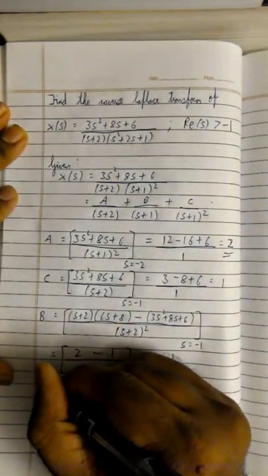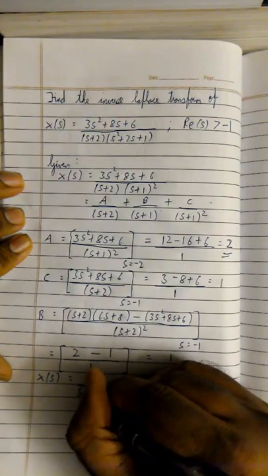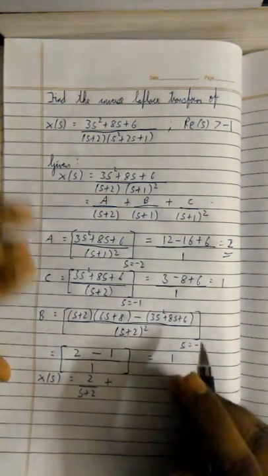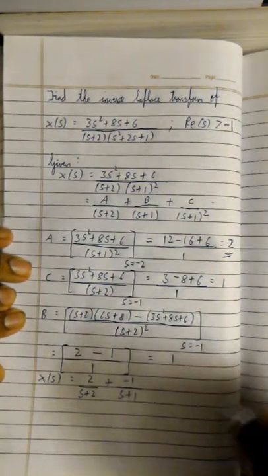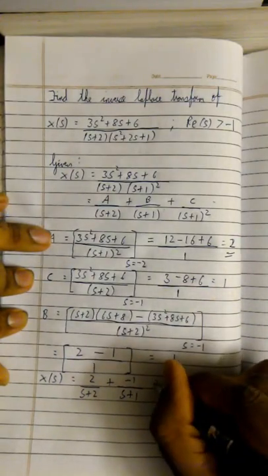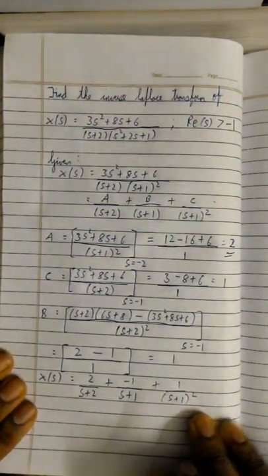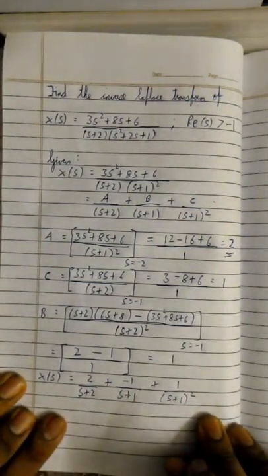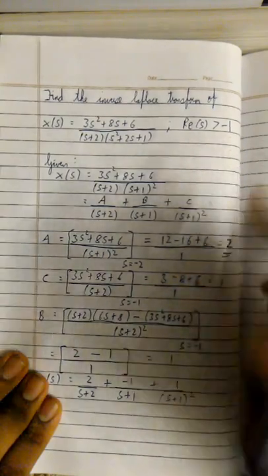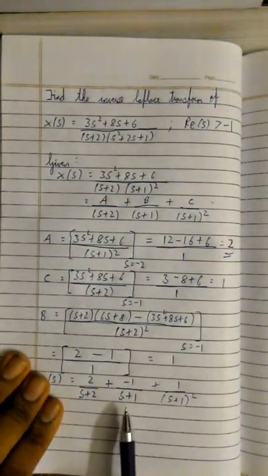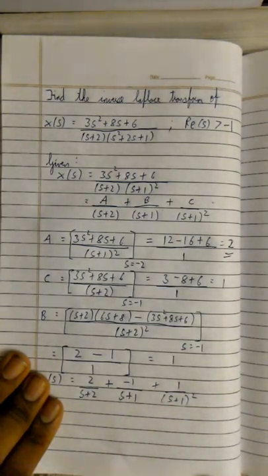So now therefore x of s is given by 2 by s plus 2 plus the value of b is minus 1, so minus 1 by s plus 1, and the value of c is 1 plus 1 by s plus 1 the whole square. Okay, so now we can find the inverse. Simple. So here, as you can see, the real part of s, here the inverse is e raised to minus 2t, here the inverse is e raised to minus t, and here also the inverse is e raised to t into e raised to minus t, right? Okay.